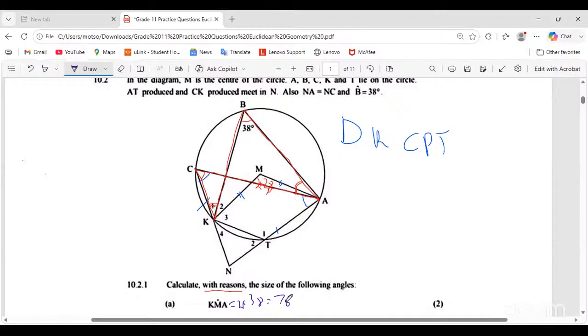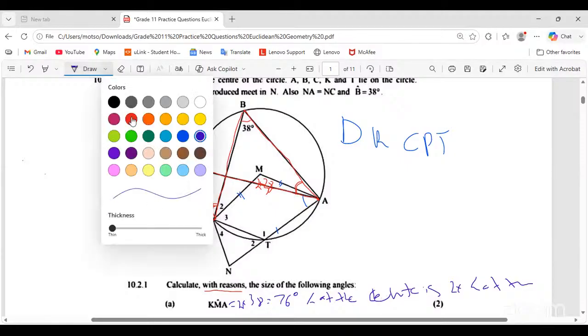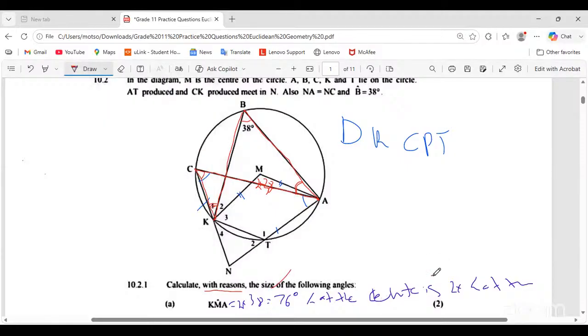And not just 76, because here we are talking about angles. So it is going to be equal to 76 degrees. Now, what is the reason behind that? It is that the angle at the center is 2 times the angle at the circumference. So now you will definitely get your full marks for the statement and the reason, 2 marks. Okay, let's move to the next question.